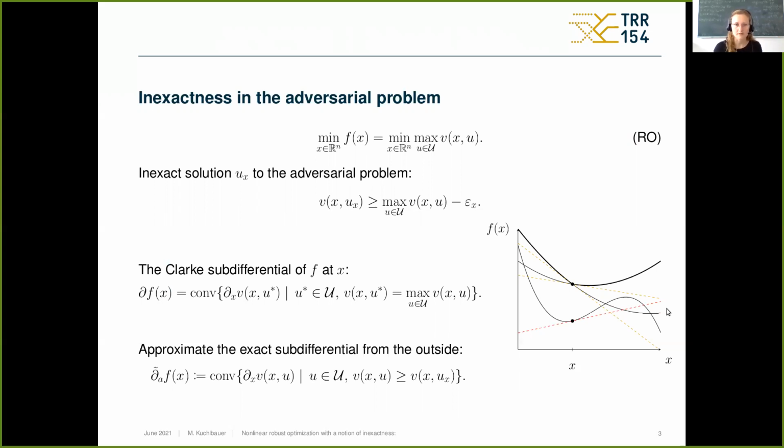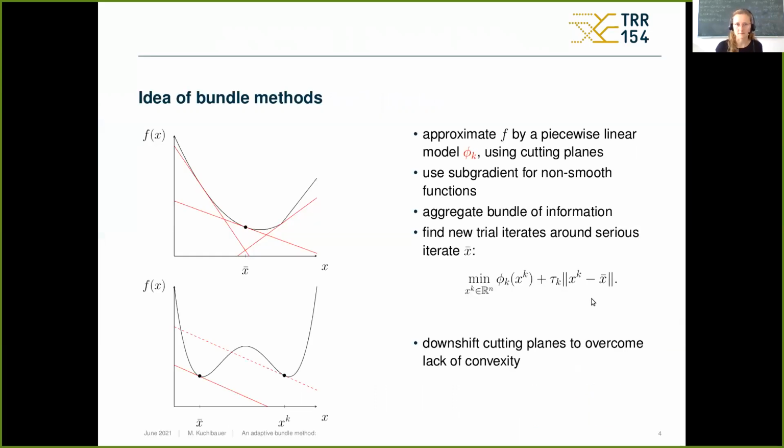So we have to find or develop a bundle method that is suitable for this type of inexactness. But first, let's see what's the general idea of bundle methods. A bundle method is usually used in order to minimize a non-smooth function, and this is done by approximating the function by a cutting plane model. So in each iteration, one solves the piecewise linear model that approximates the original function. One adds a proximal term and then finds new trial iterates. So there are bundle methods that can even handle non-convexities.